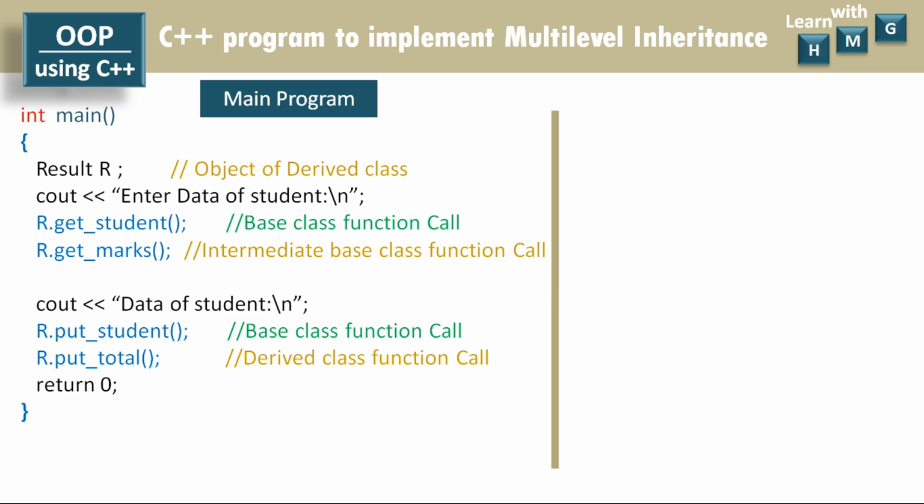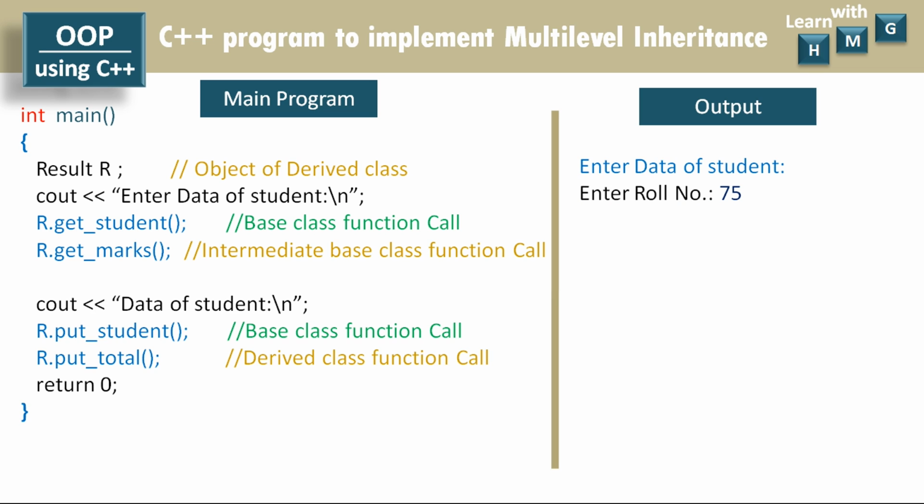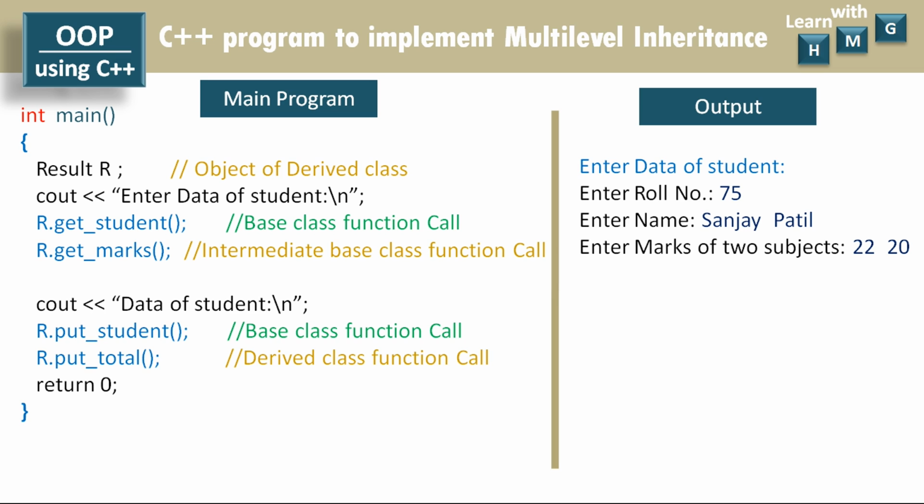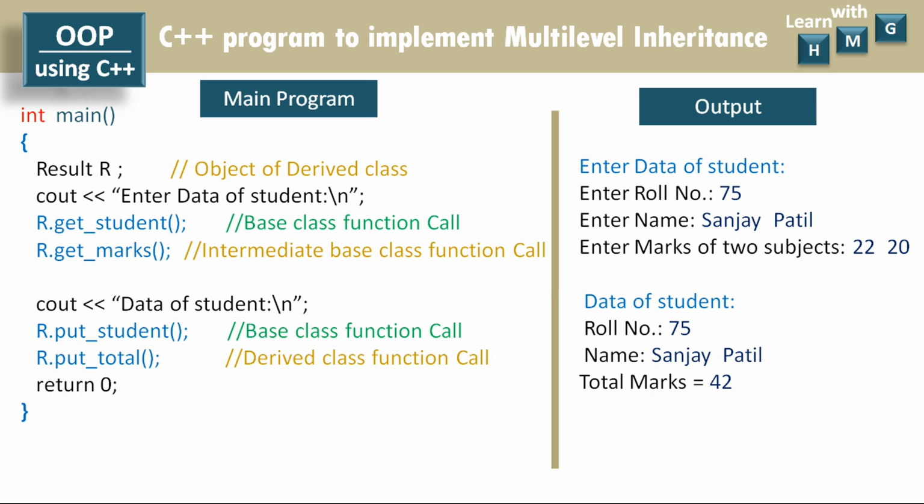Let us go for output. What output will be displayed? First of all it will display the message enter data of student, then it will accept the roll number, let us say 75, then it will accept name of student, let us say Sanjay Patil, then it will accept marks of two subjects, let us say 22 and 20, then it will display the data of student as output: roll number 75, name Sanjay Patil, and total marks 42. So like this we have implemented multi-level inheritance using private mode, protected mode and public mode.